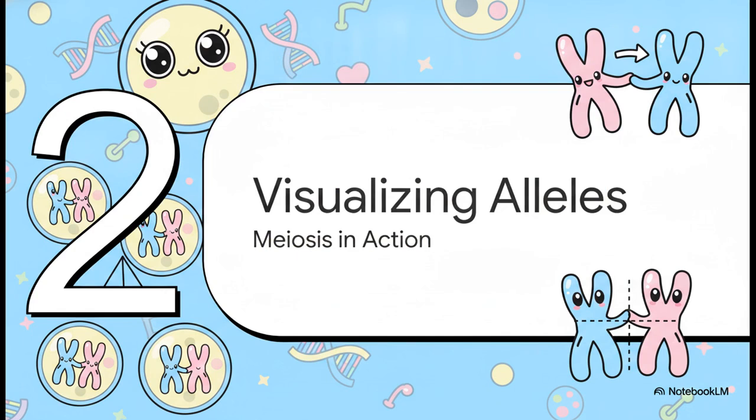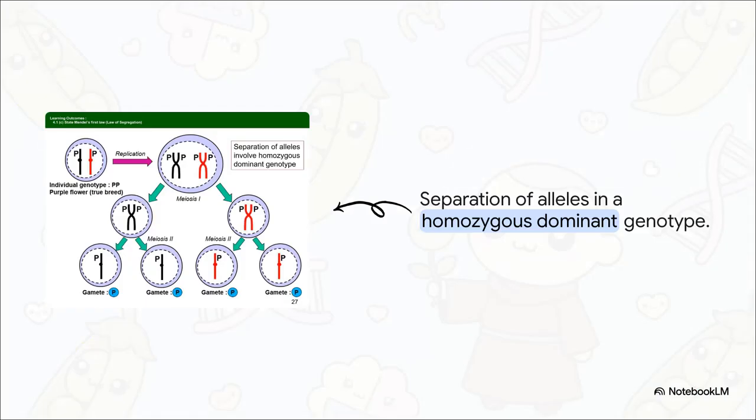Section 2. Visualizing alleles in meiosis. Now, reading a biological rule is one thing, right? But let's see exactly how this microscopic split physically happens inside a cell. Let's look at this really beautiful process. Here we have a separation of alleles involving a homozygous dominant genotype. Basically, that means we have two capital Ps representing a purebred purple flower. First, you'll see the genetic material undergo replication. Then, as we move down through the stages of meiosis I and meiosis II, you can literally watch those replicated chromosomes perfectly split apart into separate, single allele gametes. It's so neat! Each resulting cell gets exactly one capital P.